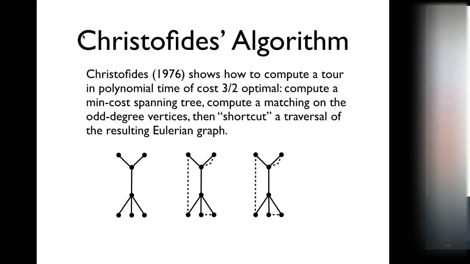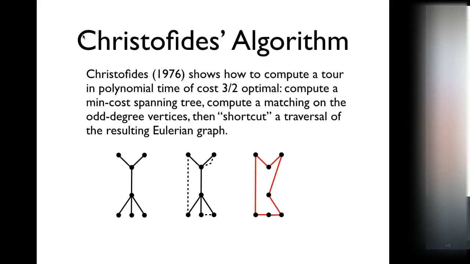So here's an example. I'm going to start here. I'm going to skip over this vertex that I visited before. Again, skip over something I visited before. And in the end, I have a tour. And the cost of this tour isn't more than the cost of those edges.